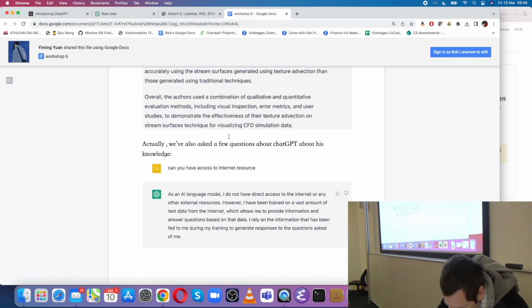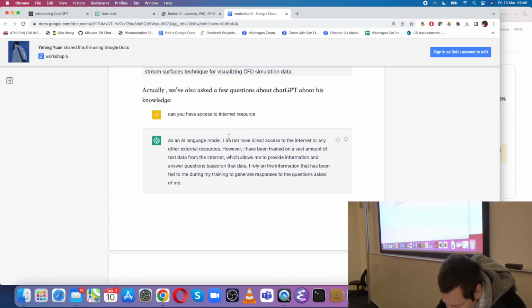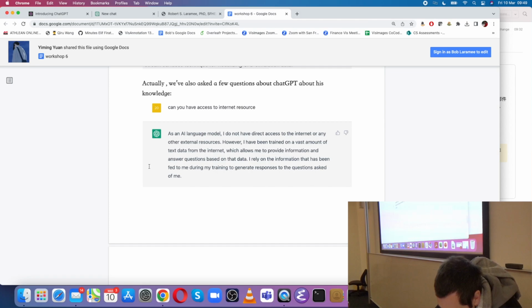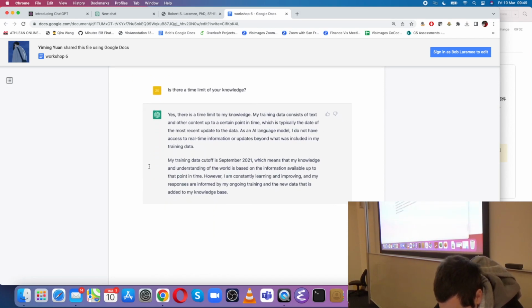Okay. Can you have access to internet resources? Okay, as an AI model, I do not have direct access to the internet or other external sources. However, I've been trained on a vast amount of text data from the internet. Okay, that's interesting. Is there a time limit of your knowledge? I read that it's up to 2021. Okay, September 2021. Yeah.